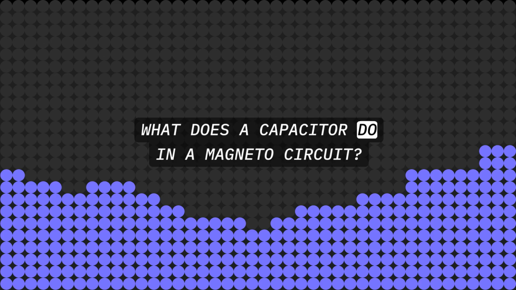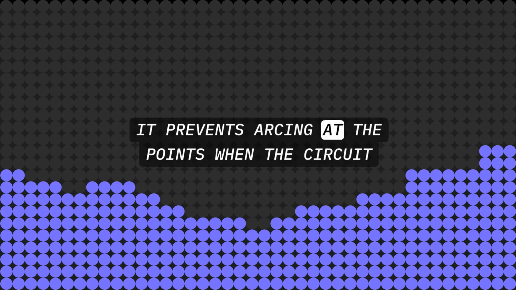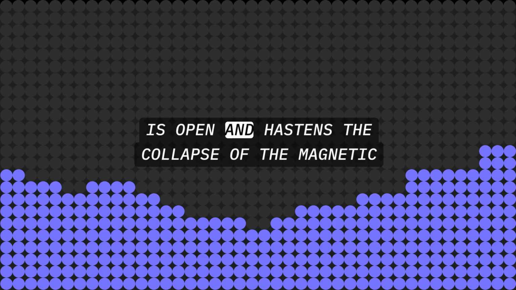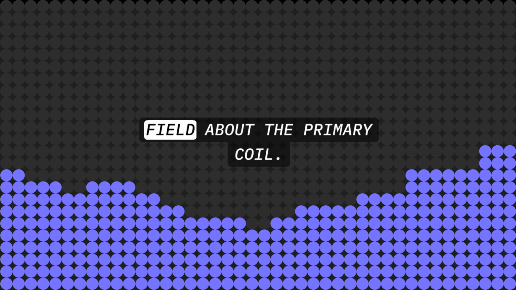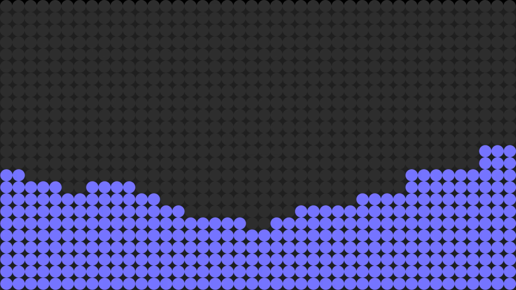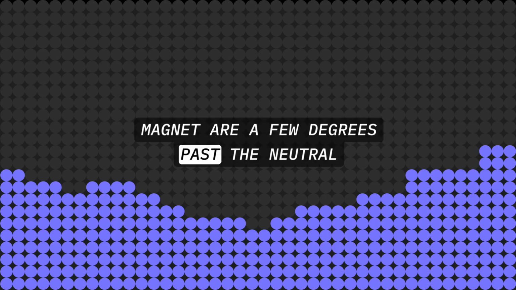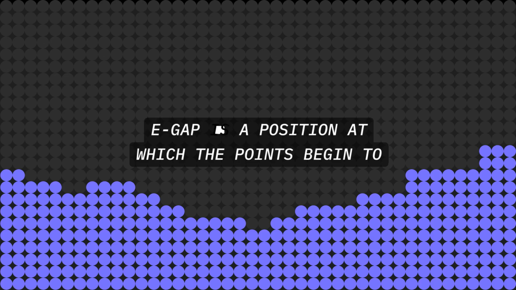What does a capacitor do in a magneto circuit? It prevents arcing at the points when the circuit is open and hastens the collapse of the magnetic field about the primary coil. Where is the E-gap position? The E-gap position is when the poles of the rotating magnet are a few degrees past the neutral position. E-gap is the position at which the points begin to open.